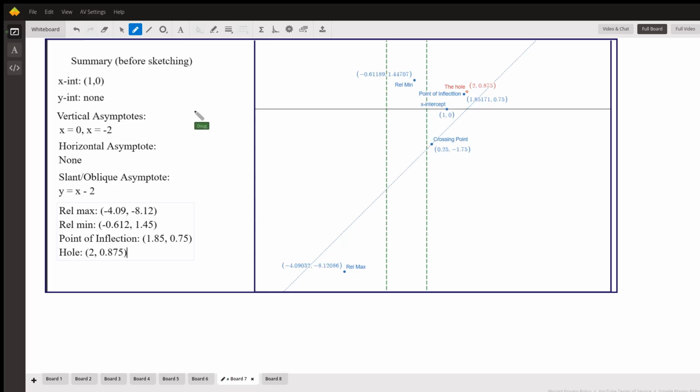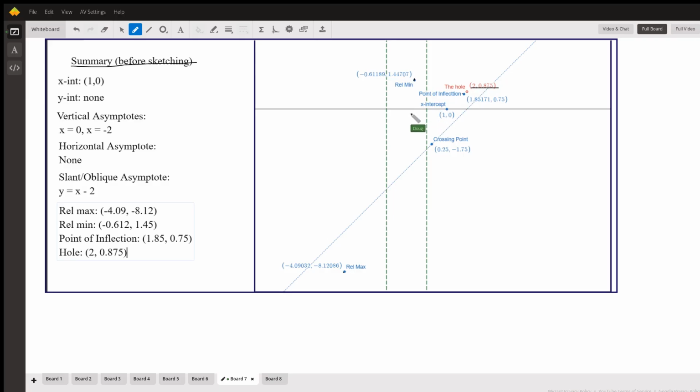Okay, so what have we got so far? Summary before we try to sketch the curve. There's the x-intercept at (1, 0). There are no y-intercepts. This green dashed line to the right is actually the y-axis. There are no horizontal asymptotes. This blue dashed line is the slant asymptote. There's the crossing point. Relative max is right down here. Relative min is right here. Point of inflection right there. And there's the hole.